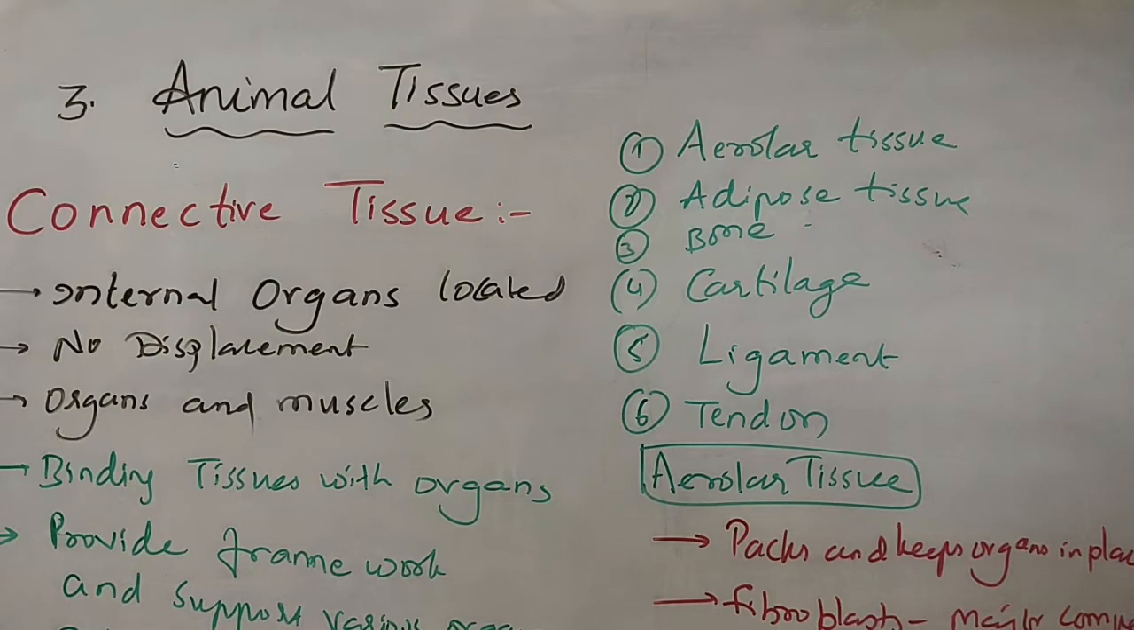Just assume that if you are jumping, your heart is moving here and there, or your liver moves upside down, so they would get displaced, isn't it? But that is not happening because of the connective tissues. They connect the tissues in such a way that these organs will not move at all. Basically the organs and muscles are actually connected properly because of the connective tissues, and they bind the tissues with the organs.